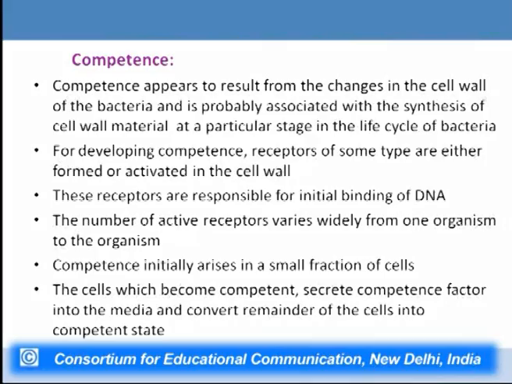But it is to be underlined that competence initially arises in a small fraction of cells, and the cells which become competent secrete competence factors into the media, and they convert the remainder of the cells into a competent state. So it must not be assumed that at a specific stage of growth of the cell culture, all the cells simultaneously become competent. Initially, only a few cells become competent, and these competent cells secrete competence factors into the medium. These competence factors cause the remainder of the cells to become competent. The remainder might be about 10 to 25% as in Bacillus subtilis, or all of the remainder cells present in the medium as in S. pneumoniae culture. So this varies again from one species to another species.